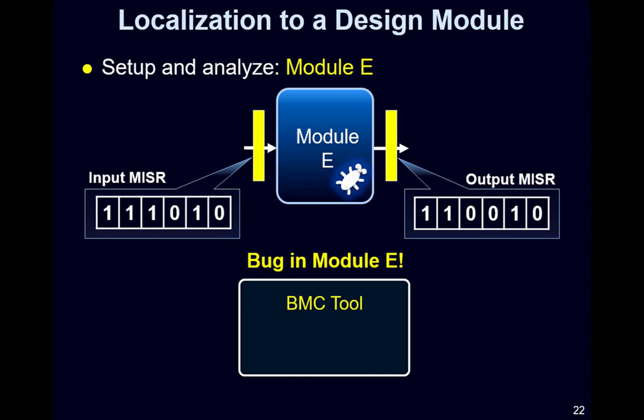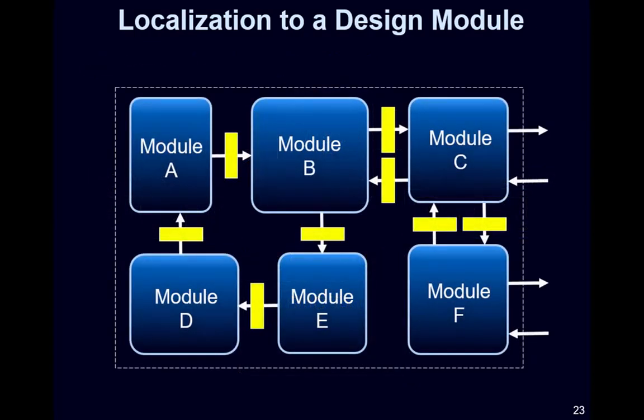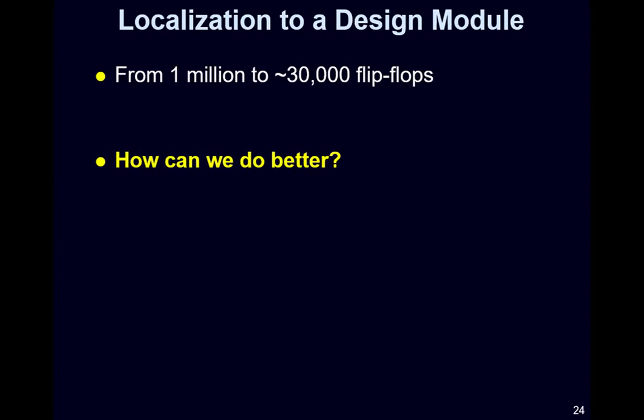We know this because since the signatures were inconsistent, that means that it was corrupted, and the tool was unable to actually generate that signature using the logic of the module. So by performing this analysis, we can localize a bug from the entire design down to one of these modules. For a large design, we've taken a 1 million flip-flop design and localized the bug down to a module of only 30,000 flip-flops. So a 30x reduction. And in many cases, that's all you need.